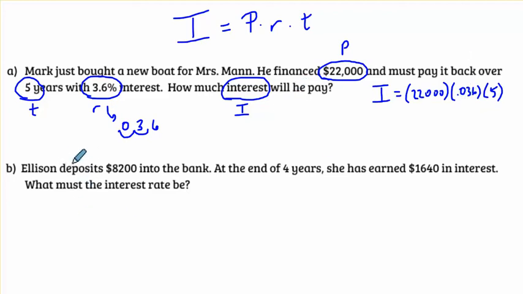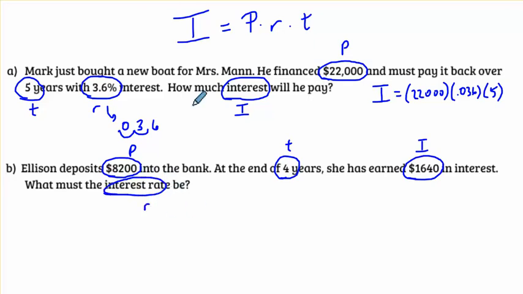Coming down here, we see that Ellison deposits 8,200. That is the principal. That's the amount that she is investing. At the end of 4 years, well, 4 would be our time. And she has earned $1,640 in interest. So that is our interest. So in this case, we actually know the I. What we're trying to figure out is the R.